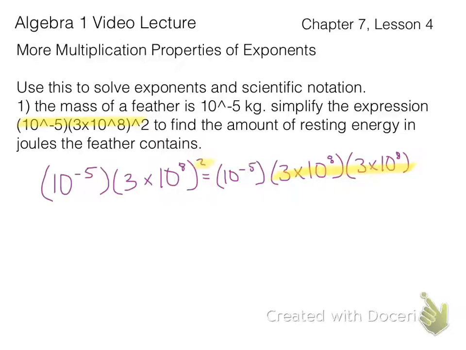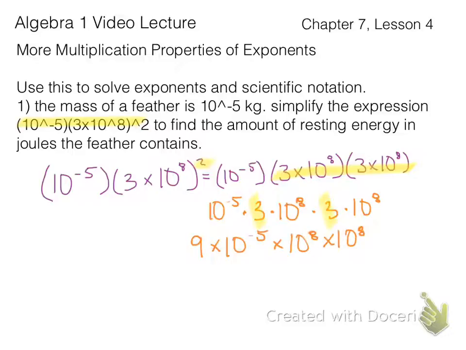So since I know that there's 2 of them, I have 10 to the negative 5th times 3 times 10 to the 8th times 3 times 10 to the 8th. Well, combine like terms. 3 times 3 is 9, and since we're dealing with scientific notation, 9 is greater than or equal to 1, but also less than 10, so that can stay the way it is. And then I have 10 to the negative 5th, 10 to the 8th, 10 to the 8th.